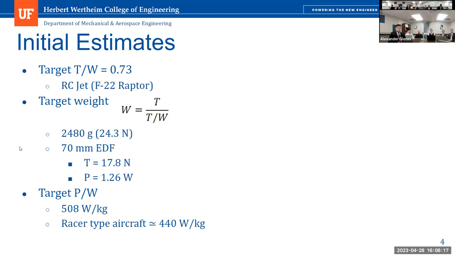Using that, we were able to calculate our target weight of 2,480 grams. And also, we based our thrust and power estimates off a 70-millimeter EDF motor. We picked that based on the type of aircraft that we are trying to manufacture. And we got those numbers from the actual manufacturer of the EDF. We got a target power to weight ratio as well and compared that to racer type aircraft that we were able to see online.